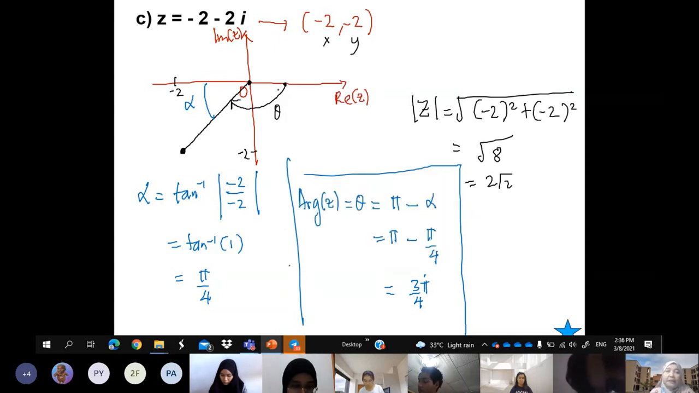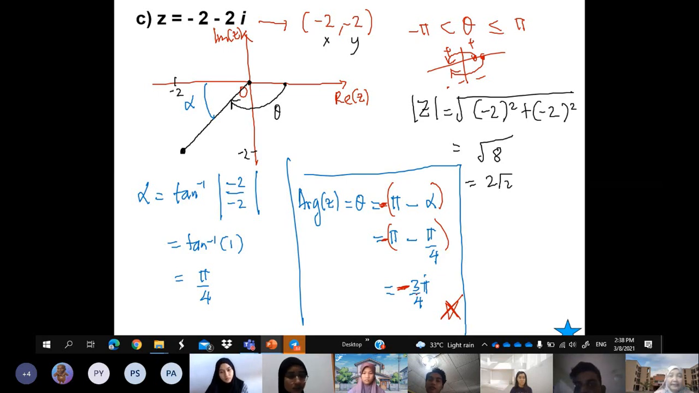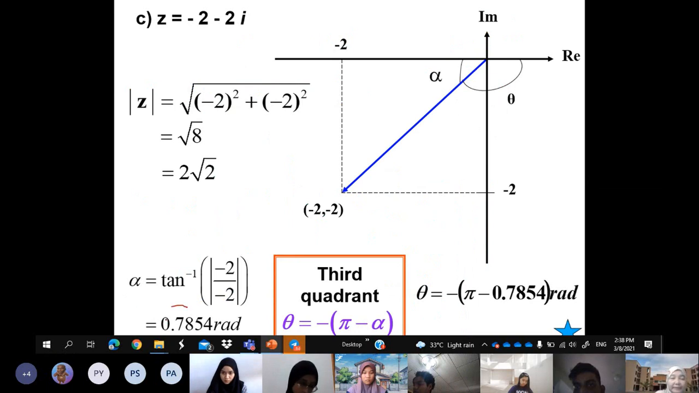Check. This point lies in the third quadrant, so the answer is supposed to be negative. You just add on a negative. Theta lies from negative pi to pi, so it can be either positive or negative. Since the point is in the third quadrant, the answer is negative. You find it as usual and then add on the negative. Or in decimal, decimal is fine.